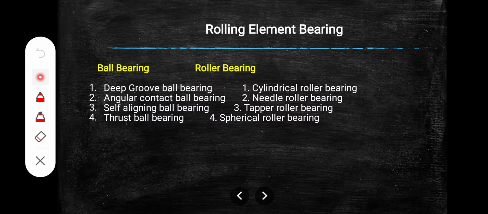Next we are going to discuss rolling element bearings. Rolling element bearings are mainly ball bearings and roller bearings. Ball bearings are mainly four types. We can add variants like the double row deep groove ball bearing, but mainly four types: deep groove ball bearing, angular contact ball bearing, self-aligning ball bearing, and thrust ball bearing. We will discuss details about the forces and nomenclature in the next upcoming video, upcoming slides. And roller bearings are mainly four types: cylindrical roller bearing, needle roller bearing, taper roller bearing, and spherical roller bearing.